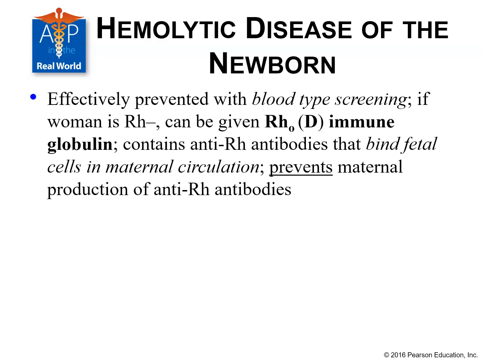They generally give them RhoGAM when the mother is Rh negative and is known to be married to, let's say, an Rh positive partner. Then they could have an Rh positive baby, and they usually give her RhoGAM 3 times in her pregnancy.